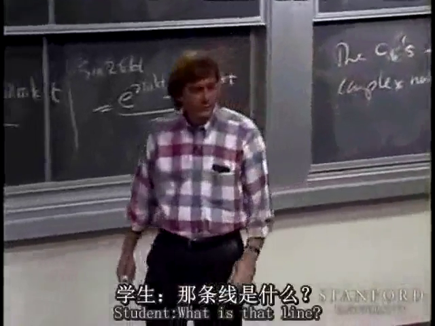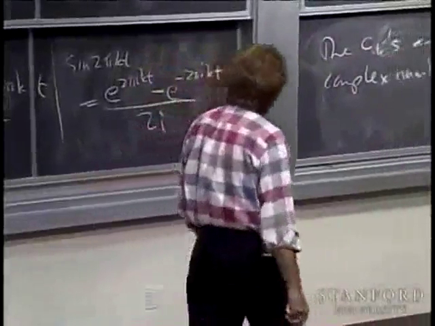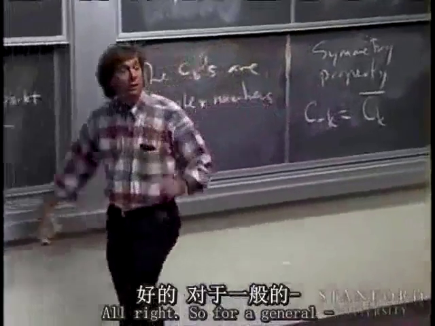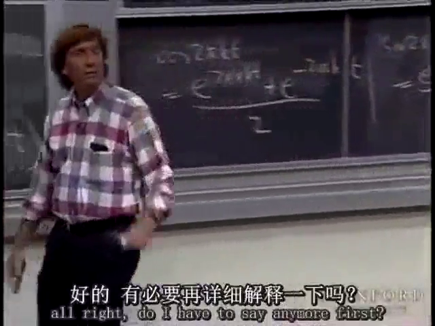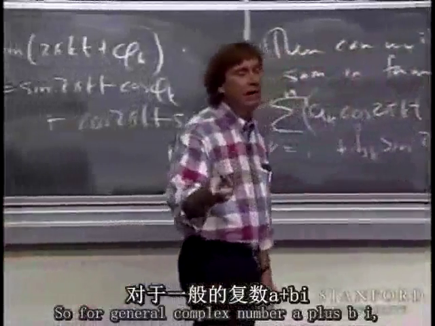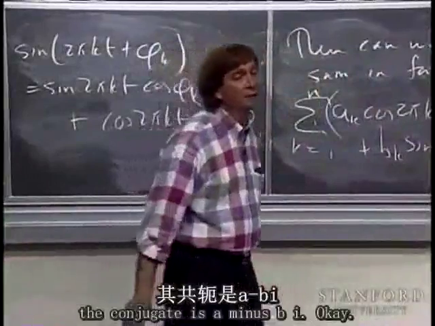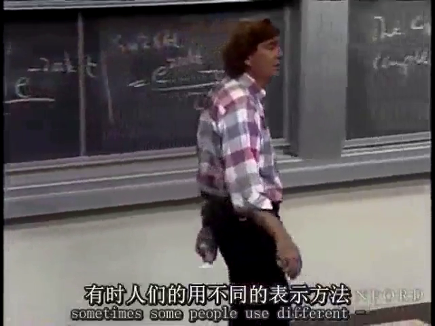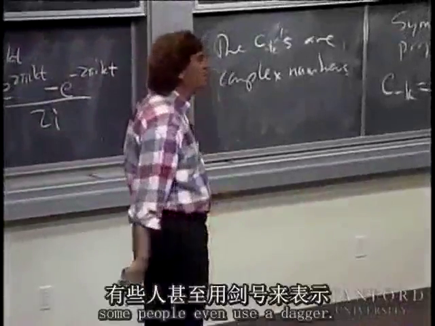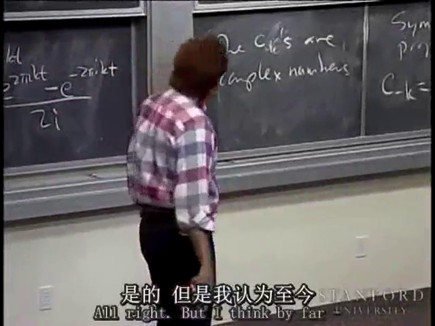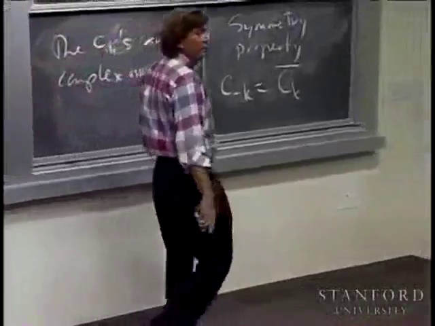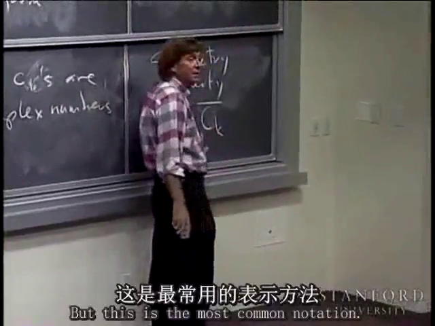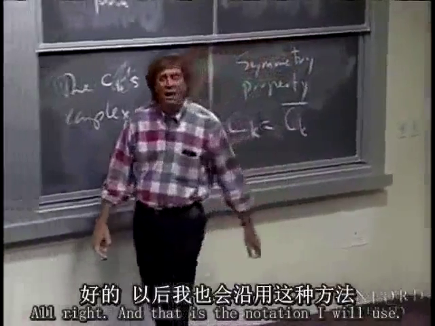Yeah? What is that line? That line indicates complex conjugate. All right? So for a general complex number a plus bi, the conjugate is a minus bi. Okay? There are different notations for complex conjugates. Some people use an asterisk, a star. Some people even use a dagger. I'm not making that up. But this is the most common notation, and that is the notation that I will use.